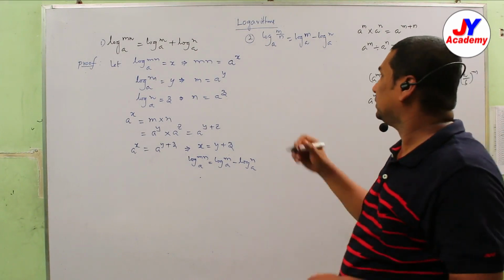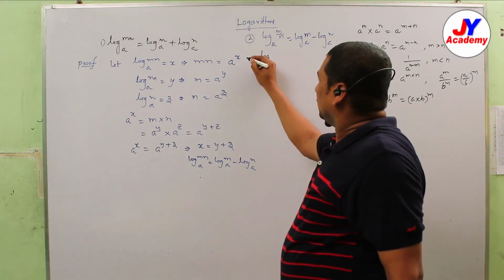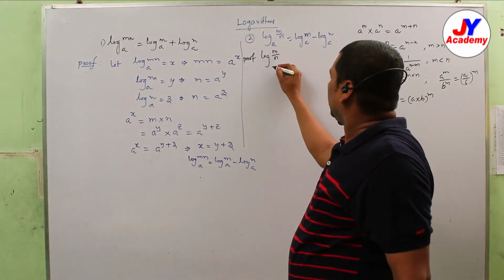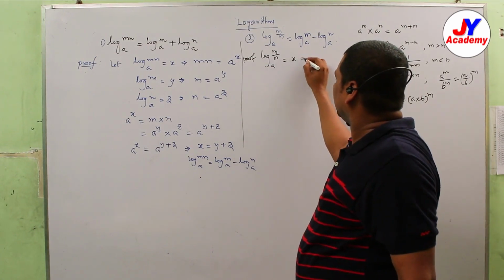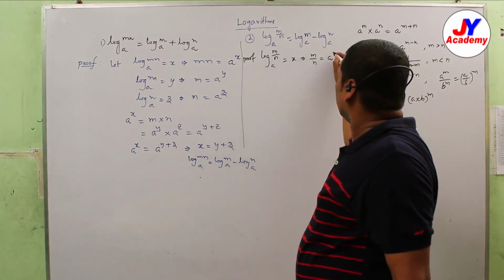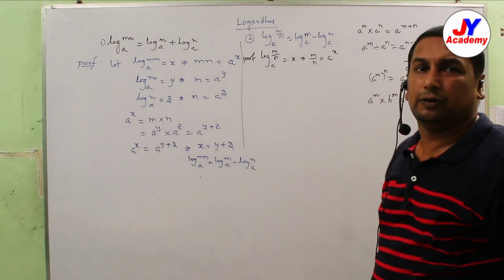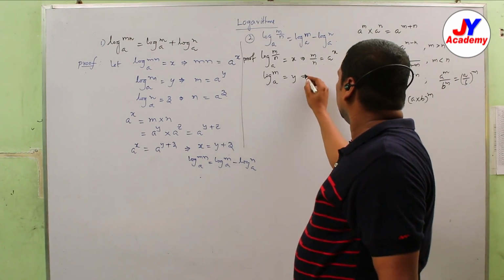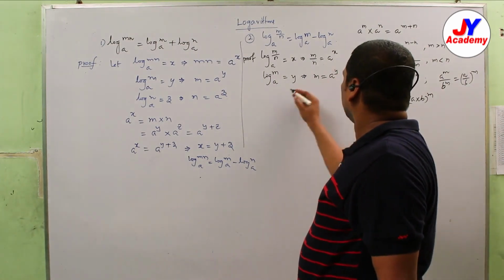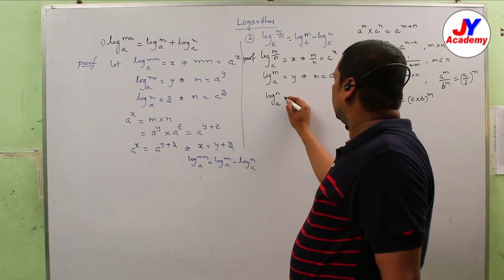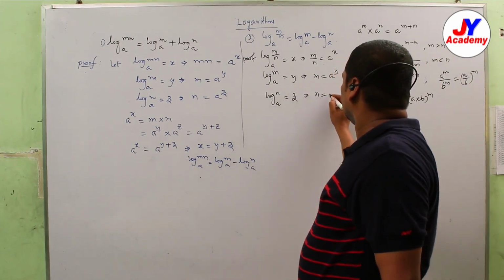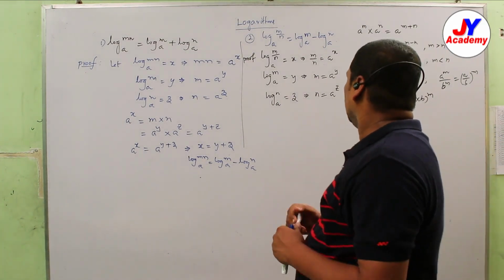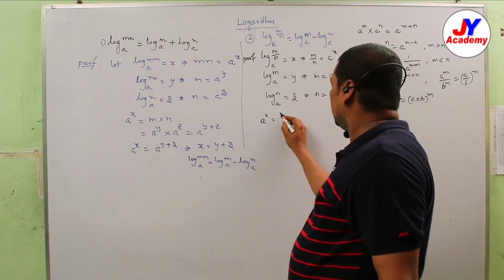So how do we have to derive this? You will see the proof. Let log m upon n base a be equal to x, then m by n is equal to a to the power of x. Log m base a is equal to y, then m is equal to a to the power of y. Log n base a is equal to z, then n is equal to a to the power of z, then a to the power of x is equal to m by n.